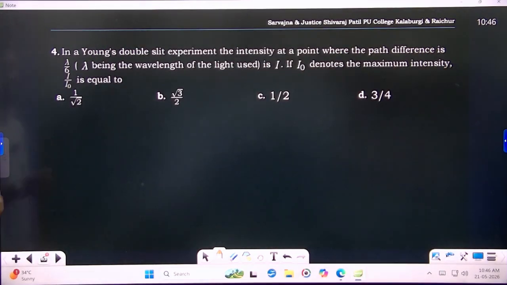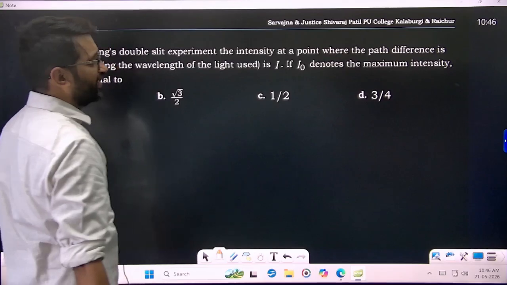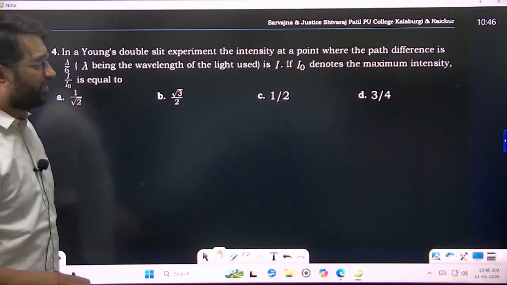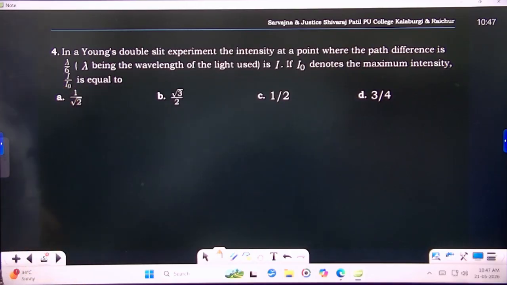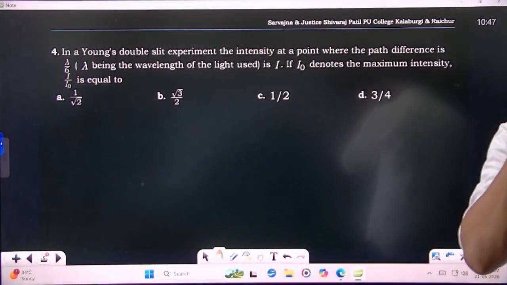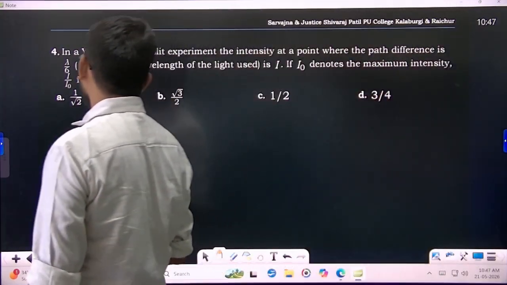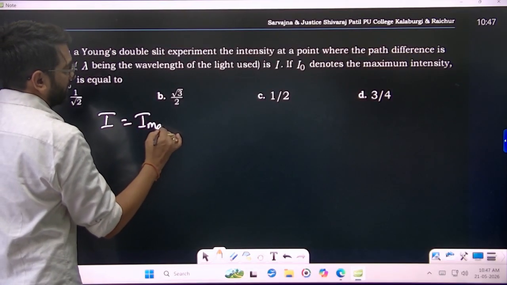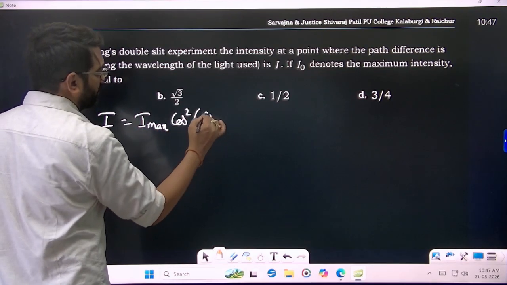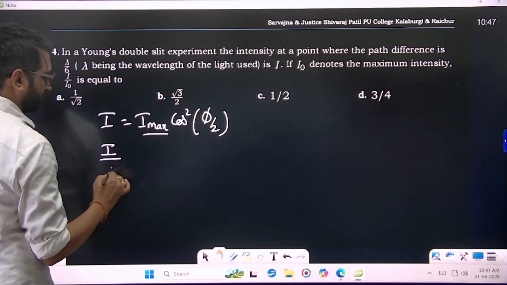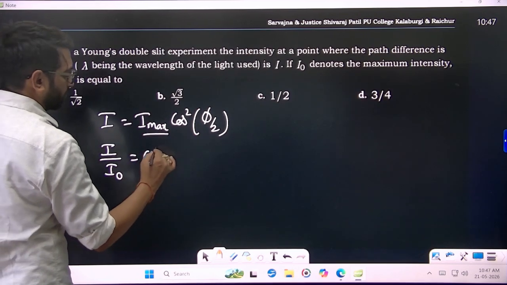Next, in Young's double slit experiment, the intensity at a point where the path difference is lambda by 6 is I. If I naught denotes the maximum intensity, then I by I naught is equal to. A similar problem was asked in the recent NEET 2026. So here we know the intensity formula: I is equal to I max into cos square phi by 2. I max is given as I naught. So I by I naught is equal to cos square phi by 2.